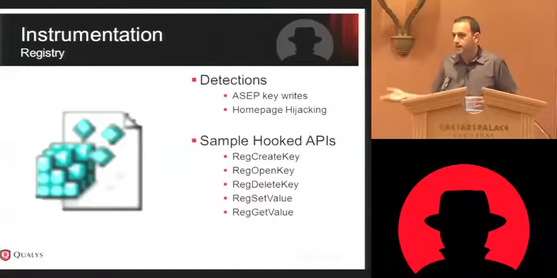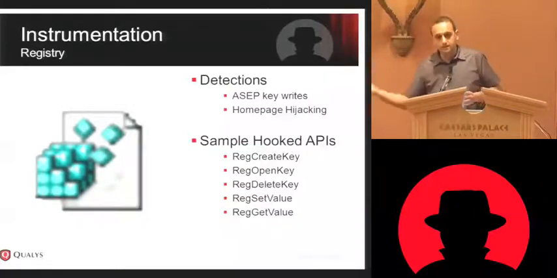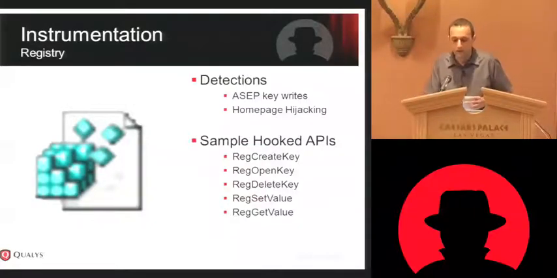If I've got a running executable that's malicious, the only way it's going to stick around is if it writes an ASEP key. So when I reboot my machine, it gets to start up again. And we hook all the registry calls for that.